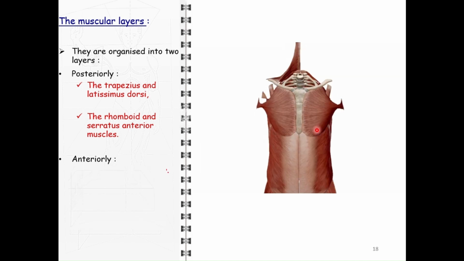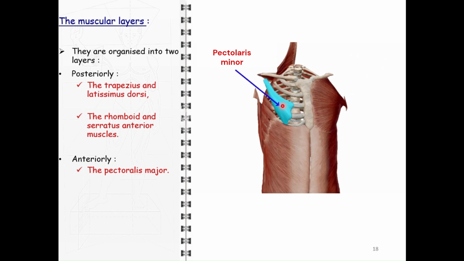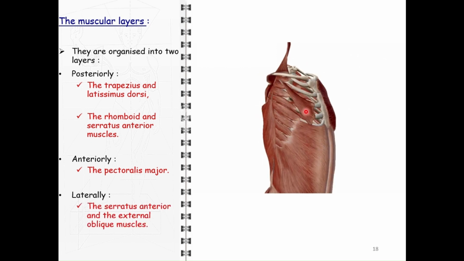Anteriorly, the coverage layers consist of a single muscular layer, the pectoralis major in the upper region, which inserts only on the costal cartilages and has no direct rib attachment. It is underlaid by the pectoralis minor and the serratus anterior and external oblique muscles laterally.